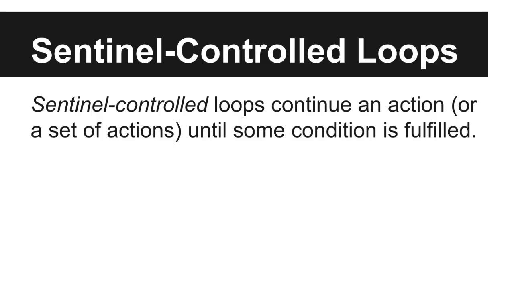So we've already talked about counter-controlled repetition using both the while and for loop structures. We'll finish today off by talking about sentinel-controlled repetition using the while and do-while structures. So sentinel, we can think of sentinels as things that watch and wait for something to happen. Sentinel loops will continue an action or some set of actions until a condition is fulfilled.